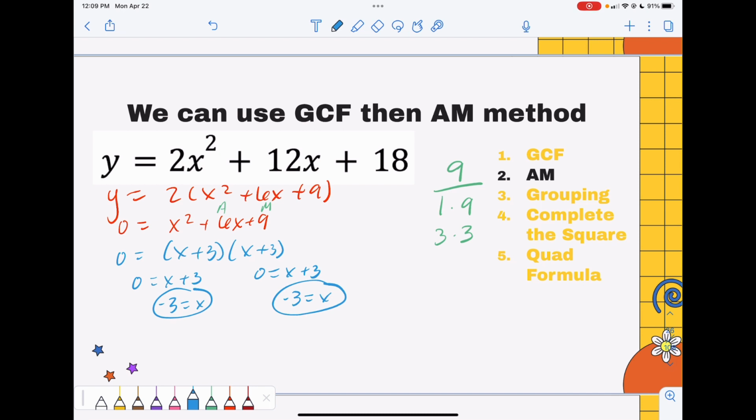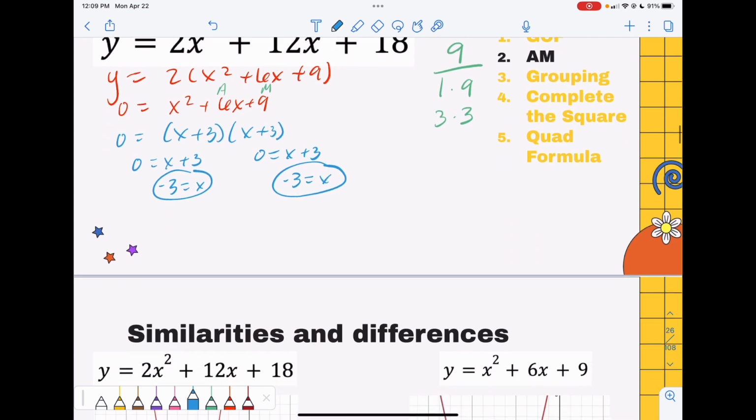I can also see that my y-intercept is not going to be 9. It is going to be the 18 from the original quadratic. Very important that we know that. I could then do other calculations and find them, but let's move on to grouping.